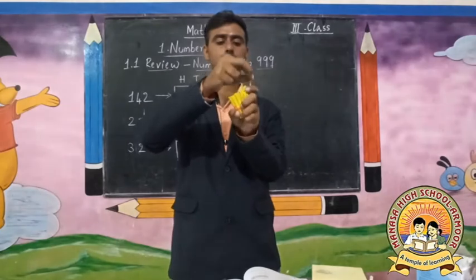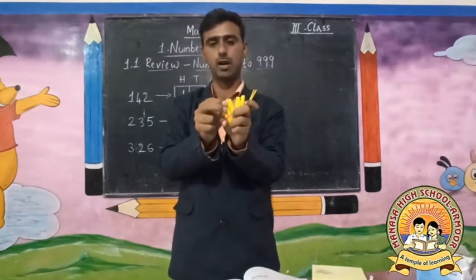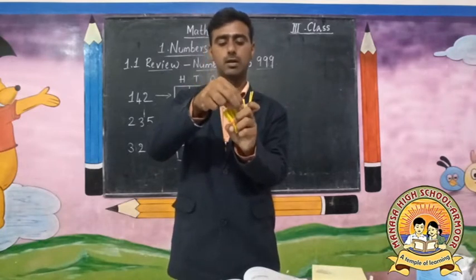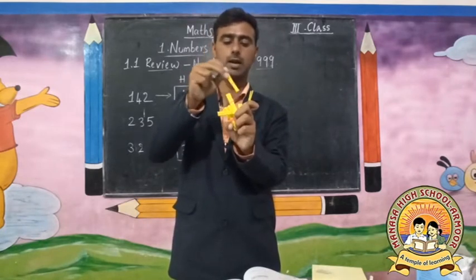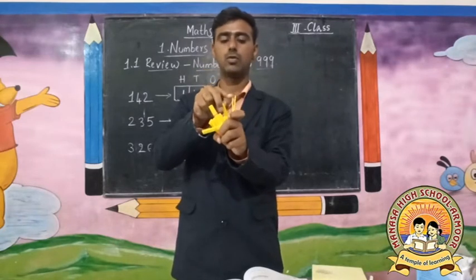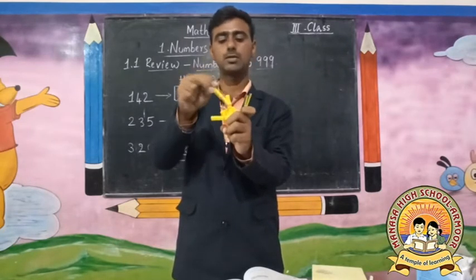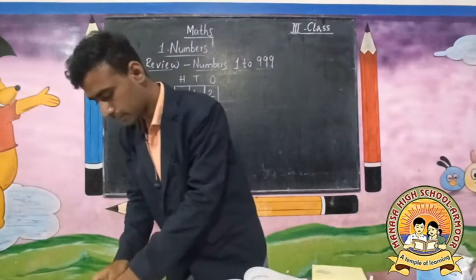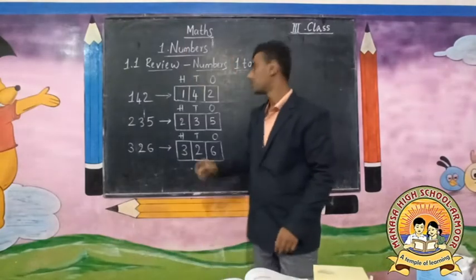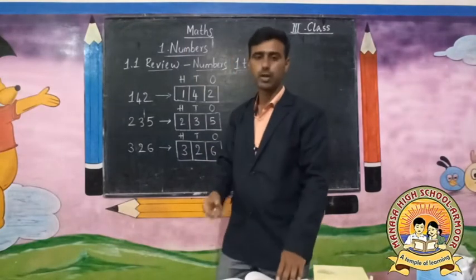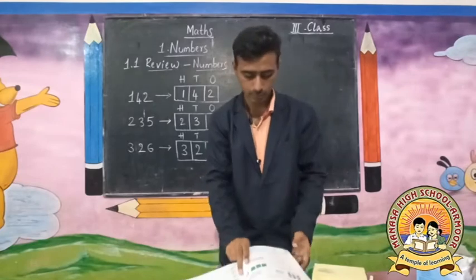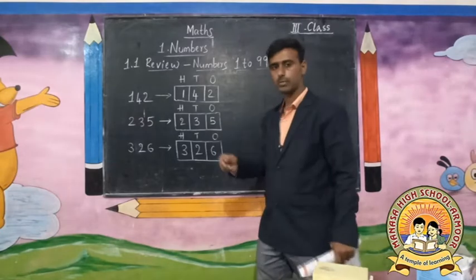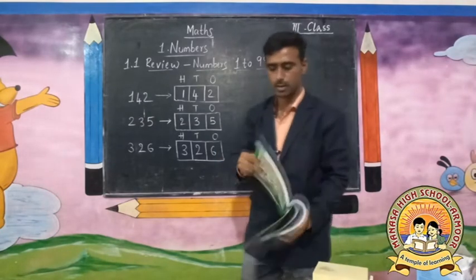So look at here. This is 140 and 2. This is 100. Here 1 ten, 1 ten, and this is 2 tens, and this is 3 tens, and this is 4 tens, and here 2 ones are there. So here it becomes 142. I have done one for you. So you do the remaining. You do it at home in your textbook.